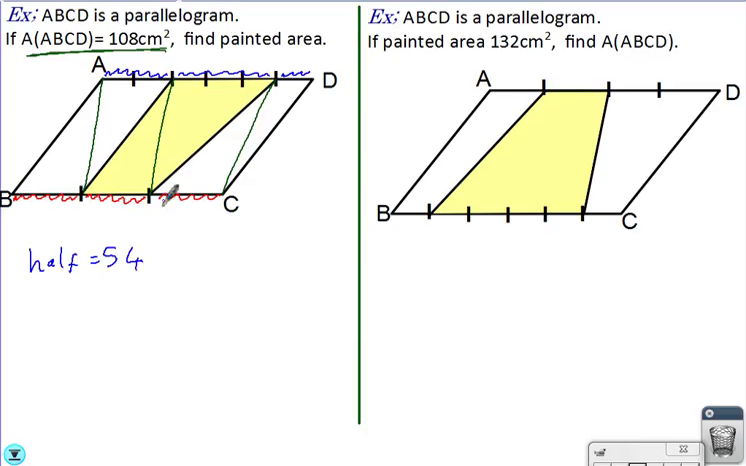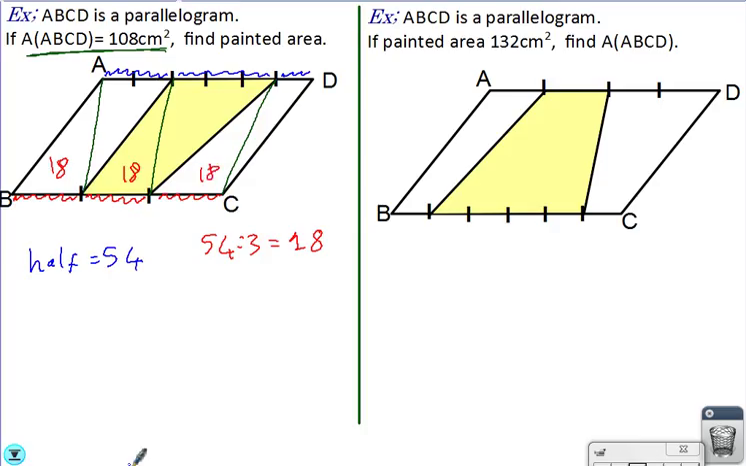So now, by looking at the bottom, the red ones, 54 divided by 3. You share it into 3 parts. Each part will be, in 5 we have 1 time, in 24, 8 times. Each part will have the area 18. 18 in here, 18 in here, 18 in here.